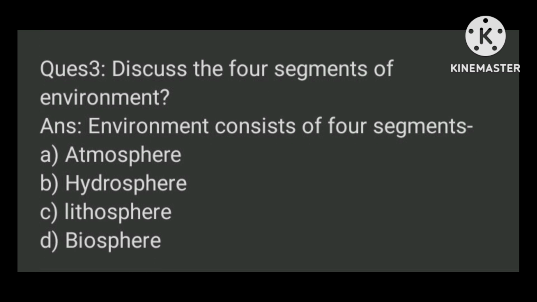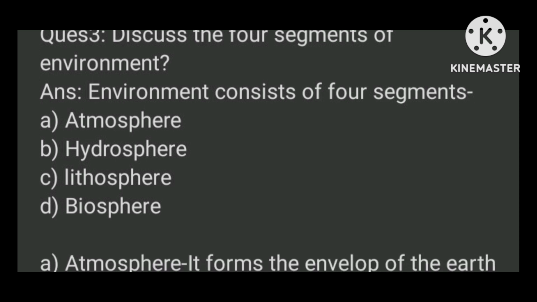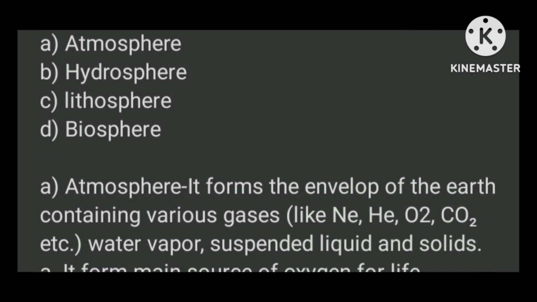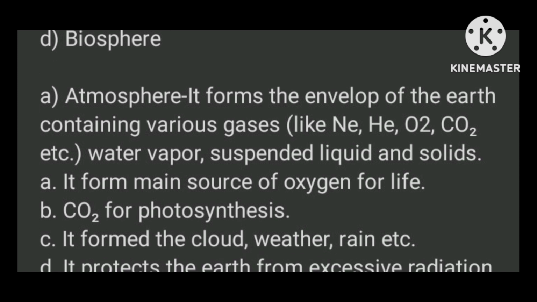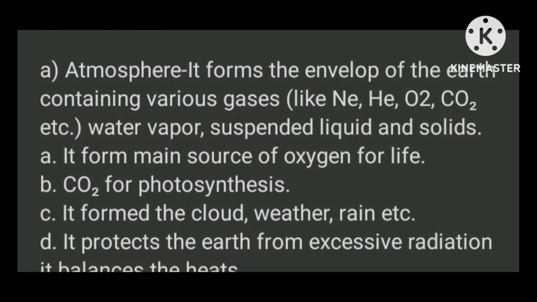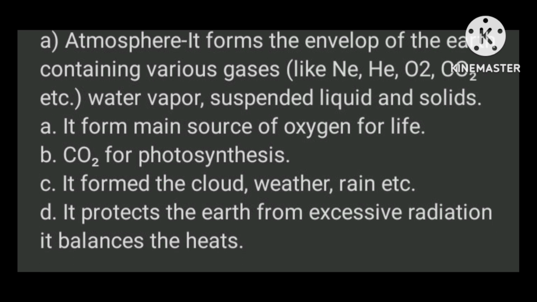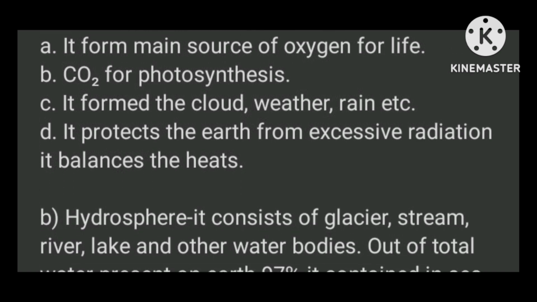Question number 3. Discuss the 4 segments of environment. Answer. Environment consists of 4 segments: A. Atmosphere, B. Hydrosphere, C. Lithosphere, D. Biosphere. Atmosphere forms the envelope of the earth containing various gases like methane, O2, etc., water vapor, and suspended liquids and solids. A. It forms the main source of oxygen for life. B. It is needed for photosynthesis. C. It forms clouds, weather, rain, etc. D. It protects the earth from excessive radiation. It balances the heat.